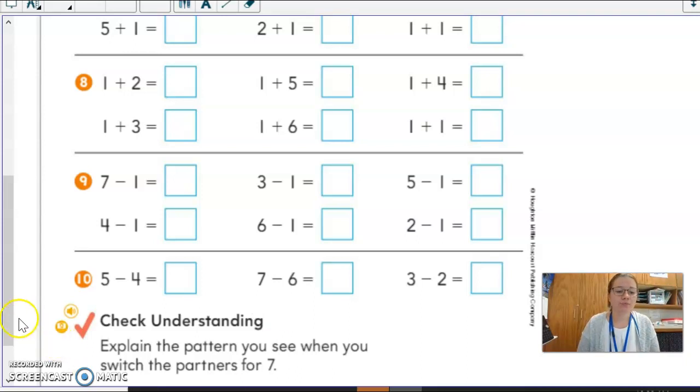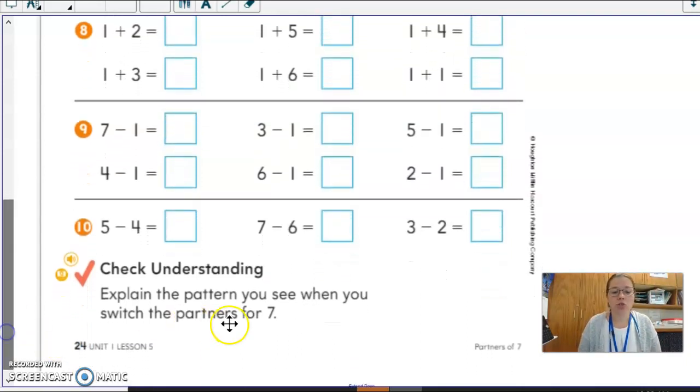Okay? And then check for understanding. You just explain the pattern you see when you switch the partners for 7. So what we want you to see there is that the partners of 7 have the same numbers, they just switch places. It's just reverse order.